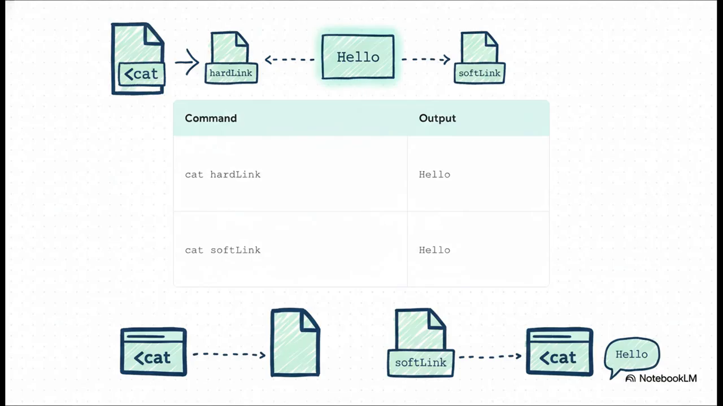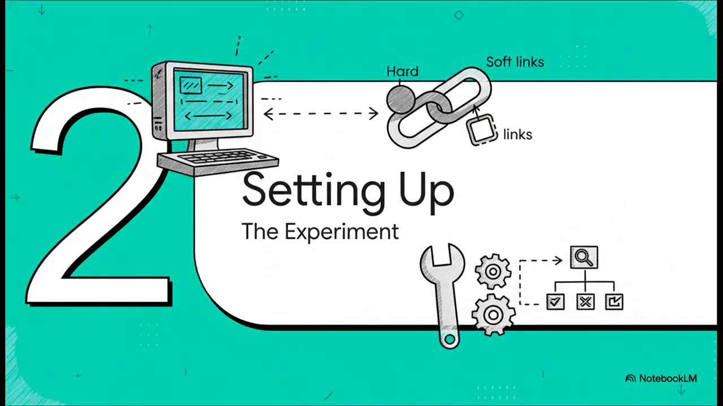Okay, and our first test just adds to the mystery. We'll put the word hello inside our original file. Now, as you can see here, if we use the cat command to read the hard link, what do we get? Hello. Okay, now if we read the soft link, we also get hello. So based on this, they're identical, right? Well, are they?